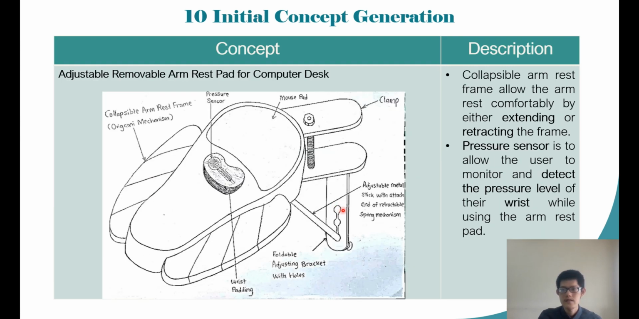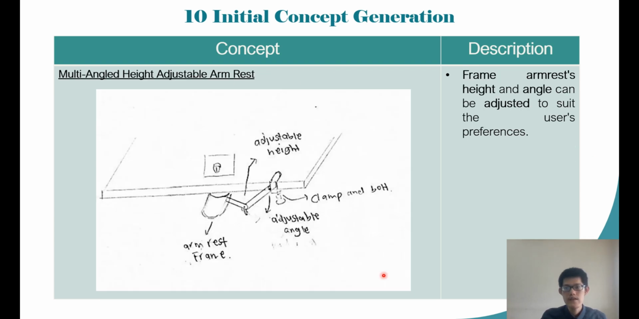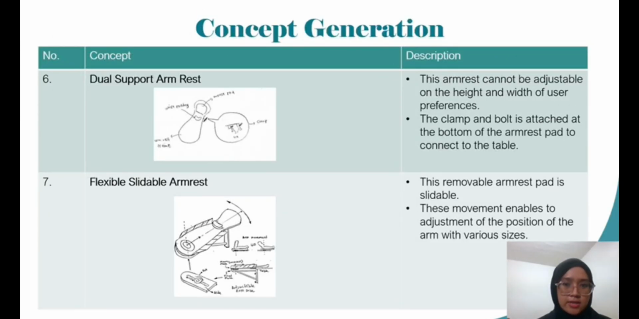The fourth type consists of an armrest that is able to comfortably extend or retract the frame. There's a pressure sensor located on it that allows the users to detect the pressure level. For the fifth type, the frame of the armrest height and angle can be adjusted to suit the user preference. Next, we go to the next concept generation, which is dual support armrest.